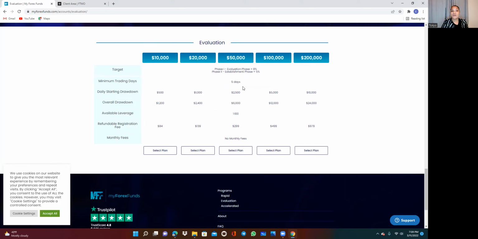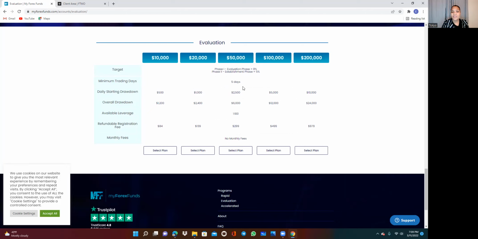The drawdown rules are super, super clear and simple versus My Forex Funds. And what else can I say? My Forex Funds also offers that, but like I said, you have to sign into a separate account that has different credentials, and it's not really user friendly. Like I can't really explain it.